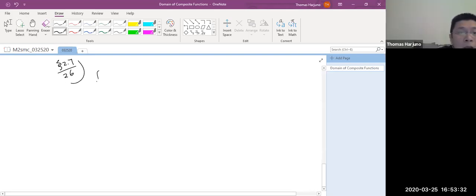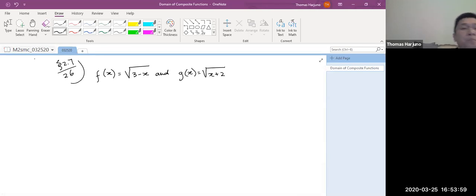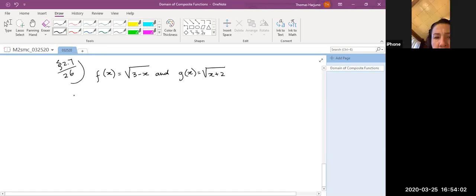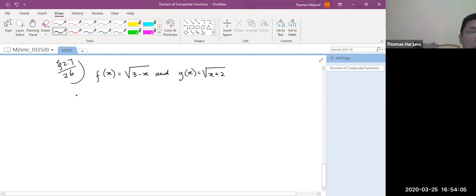Let's see. So f(x) equals square root of 3 minus x, and g(x) is square root of x plus 2. Now I will just do one of them. Do you want me to do f compose g or g compose f? f of g. Compose g. Okay, so f compose g of x will then be square root of 3. Oh, you know what? Let me slow down.